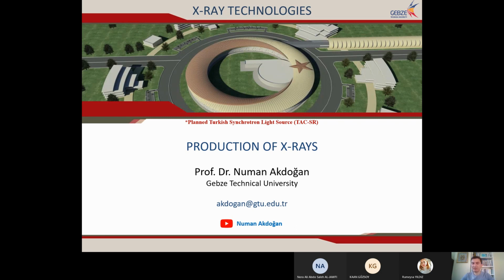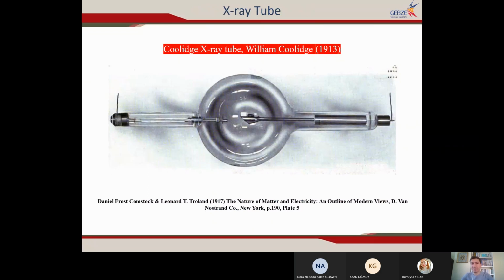There are many methods to produce X-rays, but why do we use many methods to produce X-rays? The main aim, the main target, is that we would like to produce more X-rays. Okay, we would like to get high intensity X-ray sources. For this reason, we have many X-ray sources. I will explain step by step within this lecture. Let me start with the X-ray tube.